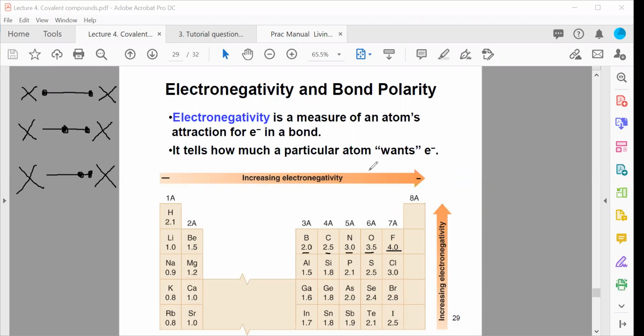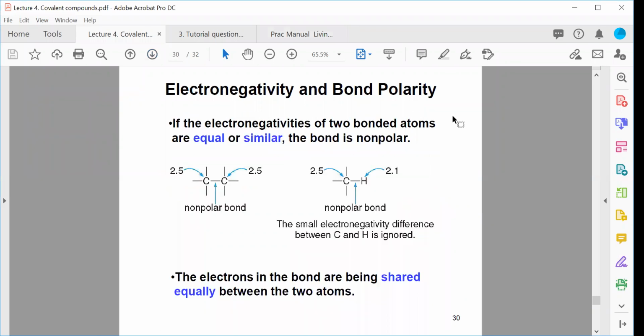All right, so keep these electronegativity values in mind. Let's just look at two examples. Keep this one in mind: carbon has a value of 2.5 and hydrogen 2.1. All right, keep that in mind as we go to the next slide.